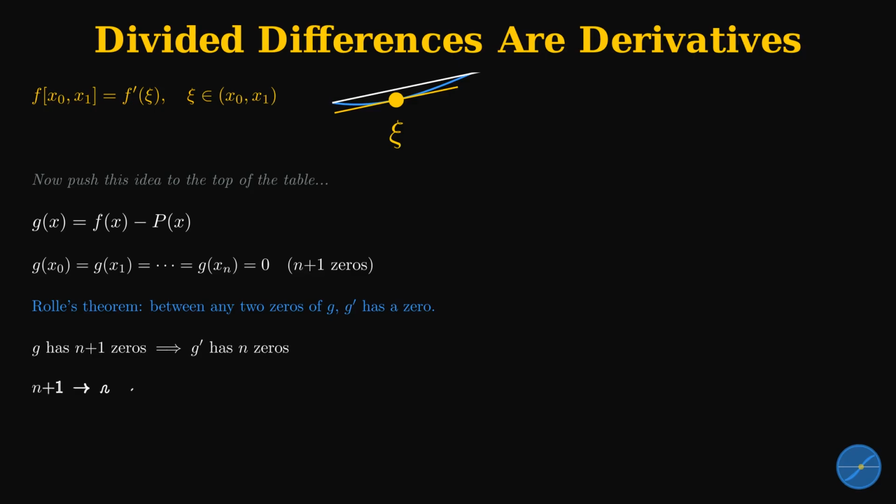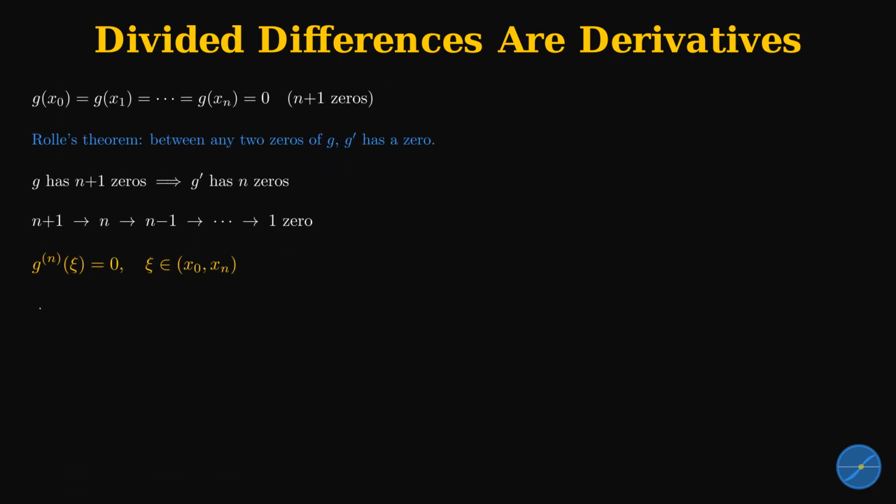Do it again and again. Each round drops 1 zero. After n rounds, the nth derivative of g has exactly 1 zero. Call it xi. Now open up that nth derivative.